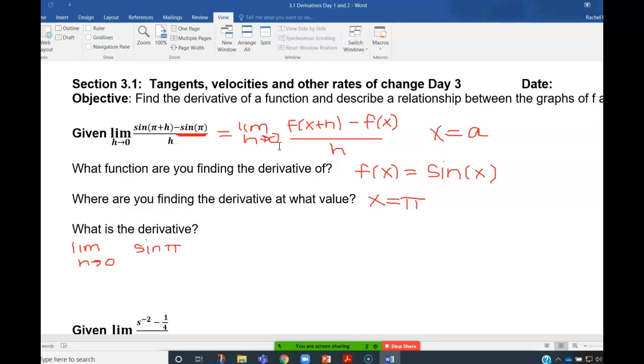So it's the sine of pi times the cosine of h plus, because we have a plus, the sine of h cosine pi. So this comes from the formula sine of a plus b equals sine a cosine b plus sine b cosine a, minus the sine of pi all over h.